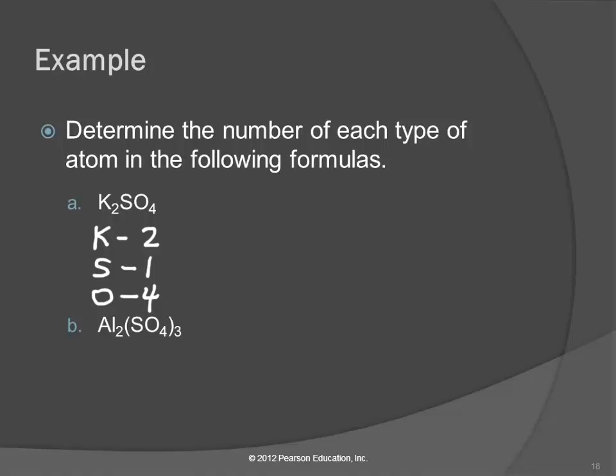Let's look at this one. Al2(SO4)3. And that's how you would read that. What elements are present in this formula? We've got aluminum and sulfur and oxygen. How many aluminums? 2. How many sulfurs? 3. There's 3 of these bundle packs. Each bundle pack has 1 sulfur in it. So there's 3 sulfurs. How many oxygens? 12. Each of those packages has 4 oxygens. You have 3 packages, so you've got 12 oxygens.